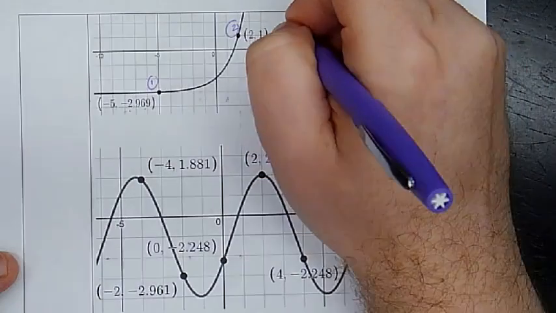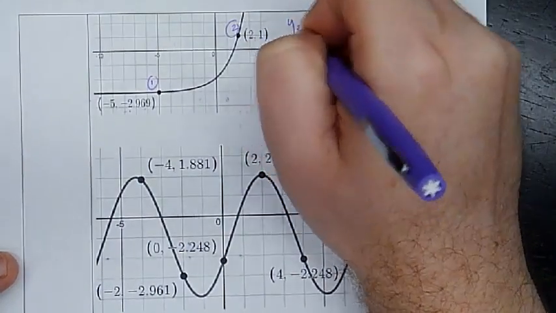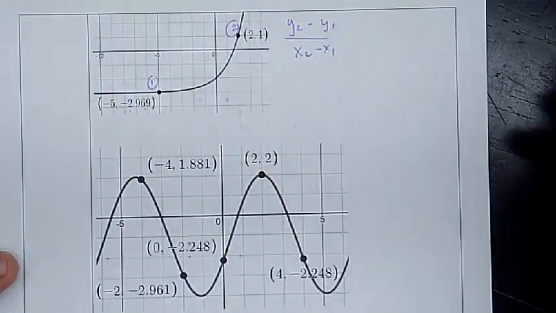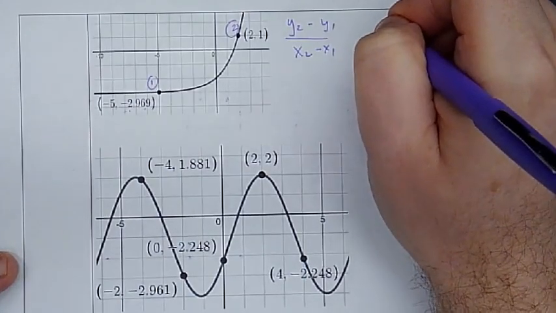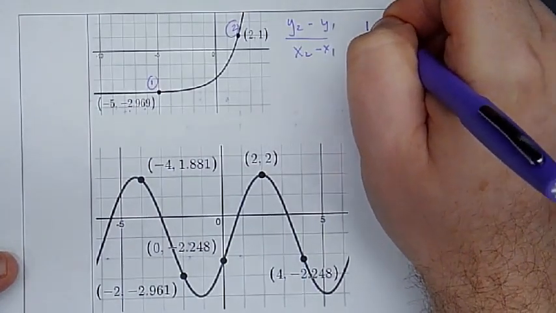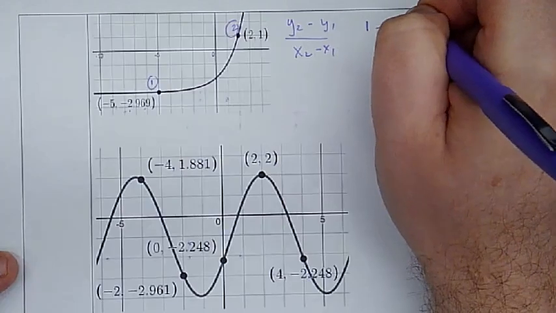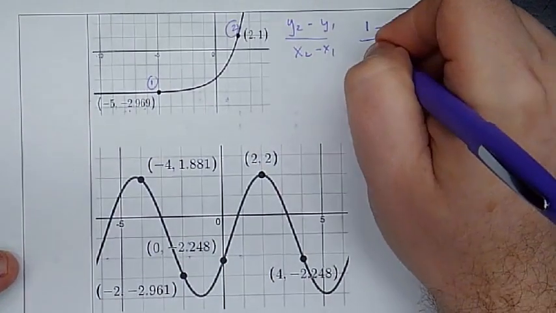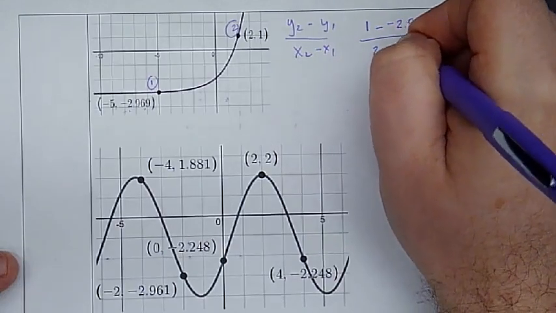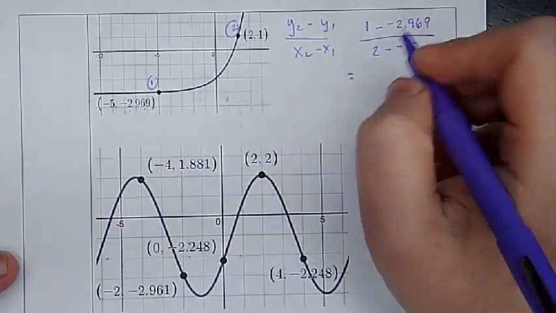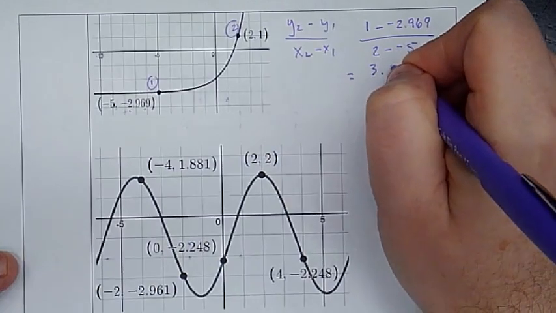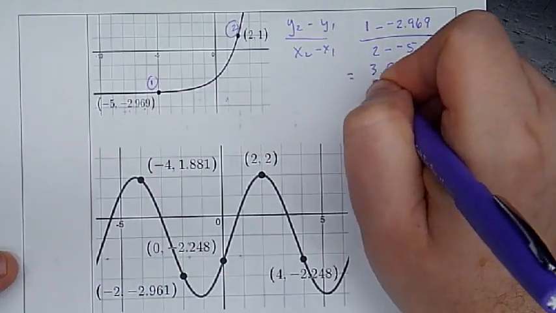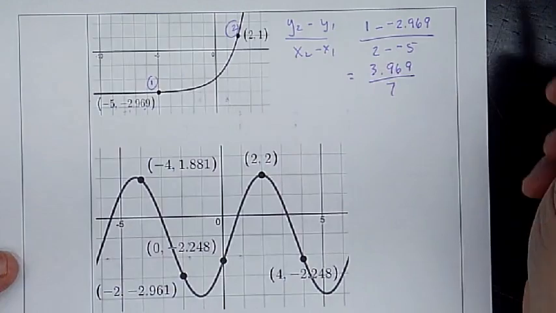y2 minus y1, x2 minus x1. I get 1 minus negative 2.969. My x value's 2 minus negative 5, which leaves me with 3.969 over 7, average rate of change.